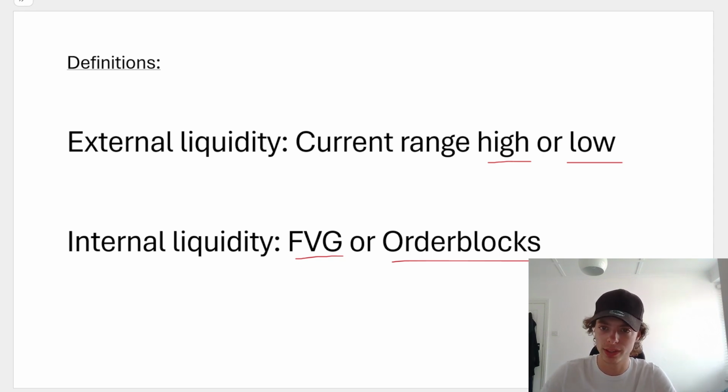For the external liquidity, when we're talking about the range high or low, you want to focus more on the one that's in the trending direction. So if we're trending to the upside, then you want to be focusing on the range high as your liquidity. If we're trending to the downside, you want to be focusing on the low as your liquidity. But they both count, all right? But that's just a little tip. But you'll understand how it works in the next slide.